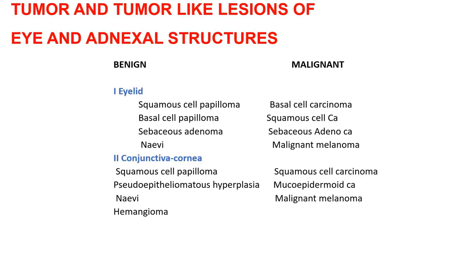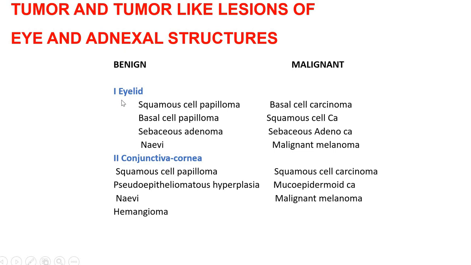Okay. So now coming to the important thing. Till now we had seen the inflammations. Now we are going to the most important topic in the eye, which is the tumor and tumor-like conditions of the eye and adnexal structures. Before getting into the tumor chapter, let's have an overview of the various tumors that can be seen, the benign and the malignant.